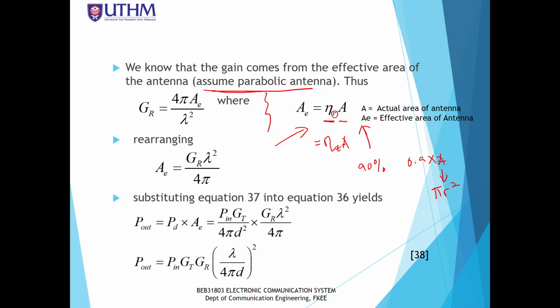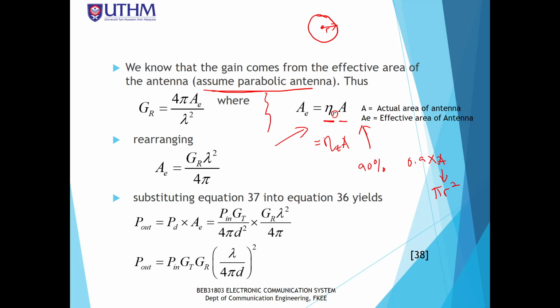Okay, R adalah radius of that surface. Kalau bulat, maknanya dia punya radius yang inilah R. Ini adalah permukaan antena. Permukaan antena kamu anggap bentuknya bulat dan dia punya radius adalah R.